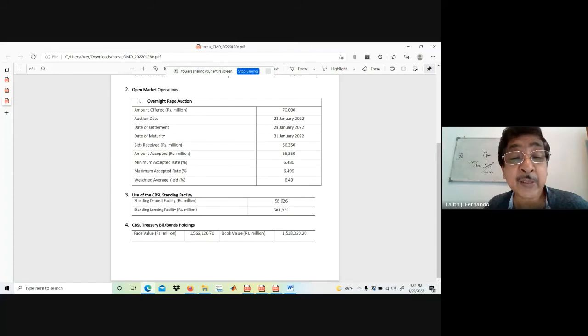Then the use of the CBSL standing facility. Deposit facility being used by 56 billion. Now you can see lending facility being used by, I think, 581 billion, right? The big amount. Now you can see the position now. Banks are really borrowing, no? All banks are borrowing. That is what it means.